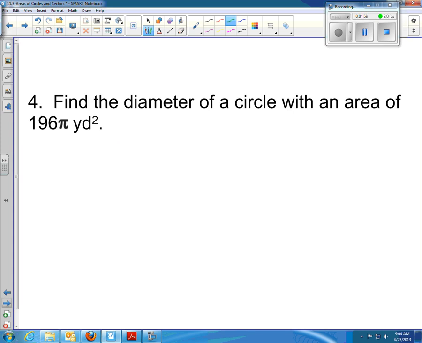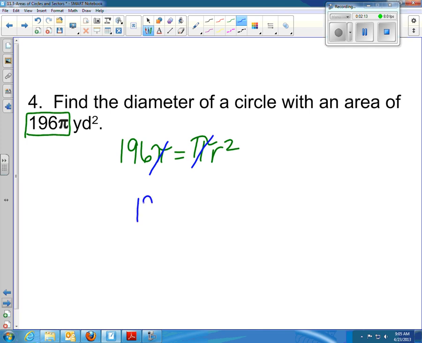Number 4, find the diameter of a circle with an area of 196 pi yards squared. Pay attention that it says pi with it. So we're going to plug that in for A. Then so we have pi r squared. And when you have a pi on both sides, what happens is it cancels, and we're left with 196 equals r squared. This problem is asking you for a diameter. So when you take the square root of both sides, times it by 2, and that gives you your diameter.